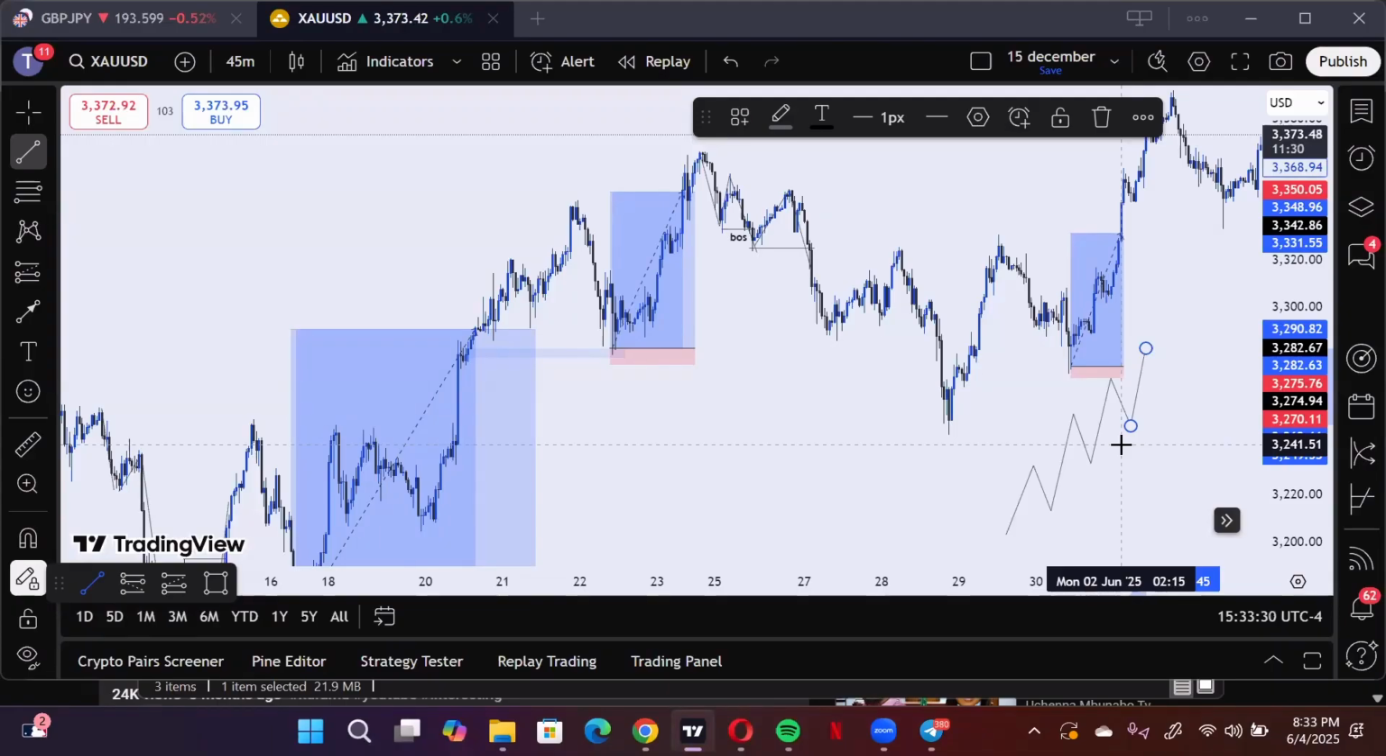I don't pay attention to single break of structures. Why? Because they don't really give me enough space to look for entries and get in. So there's what we call a. Are you guys following me up? Okay. Then there's what we call a double break of structure. A double break of structure is where market takes out two consecutive zones.